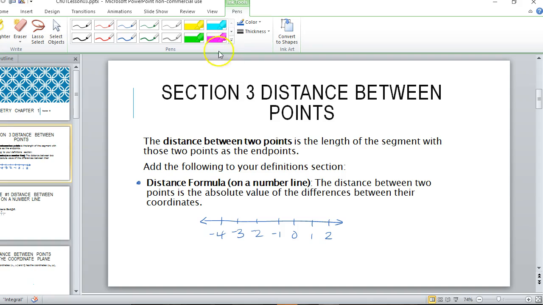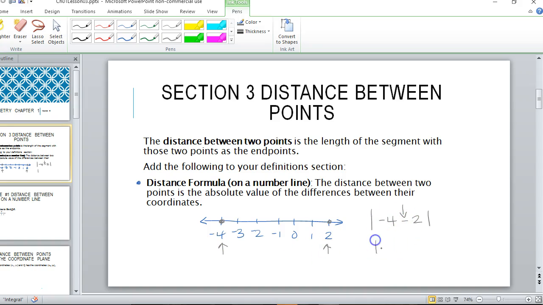And let's find the distance between negative 4 and 1. Actually, I took that off, so let's go 2. That'll be even better. Alright, so to find the distance between those two, we can count, but we can also take the absolute value of their differences. Difference means subtract, so notice I put a subtraction sign here. So negative 4 minus 2.